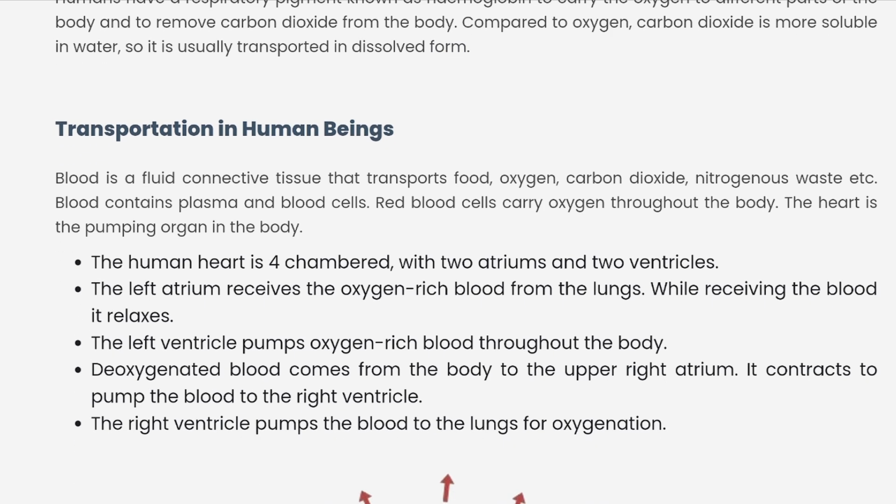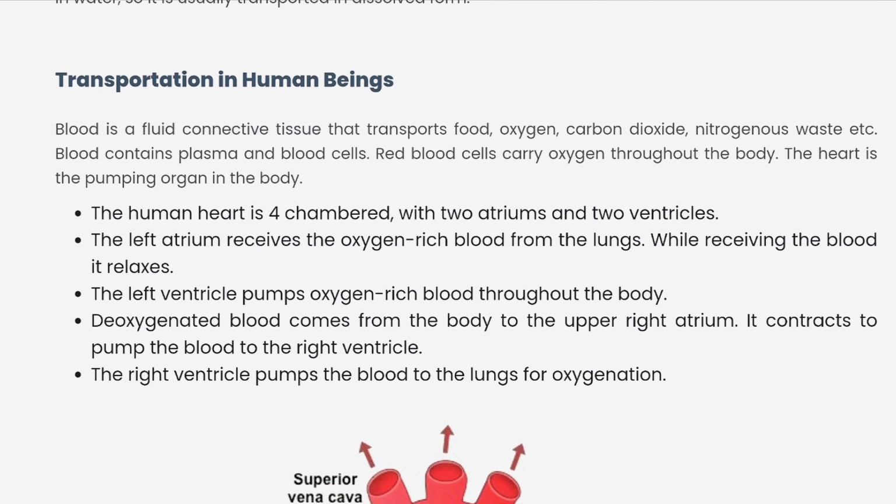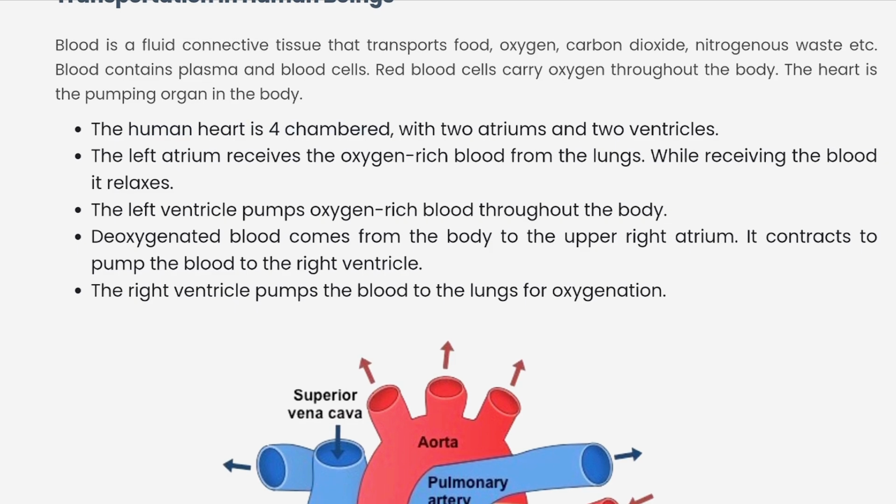Transportation in human beings. Blood is a fluid connective tissue that transports food, oxygen, carbon dioxide, nitrogenous waste, etc. Blood contains plasma and blood cells. Red blood cells carry oxygen throughout the body. The heart is the pumping organ in the body. The human heart is four-chambered, with 2 atria and 2 ventricles.